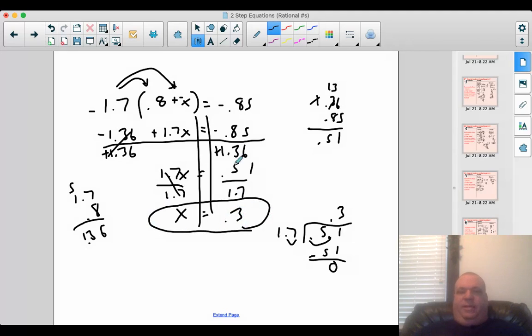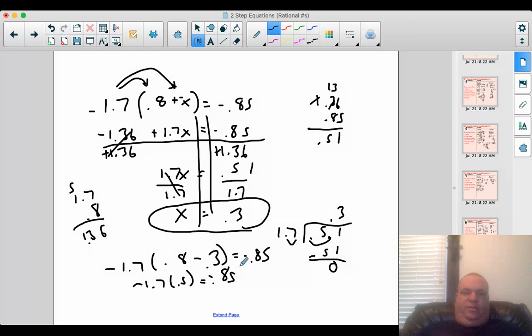Right, and again, to check it, I'd want to plug it in. So here's the original equation, negative 1.7 times 0.8 minus x, I'm replacing that x with 0.3, equals negative 0.85. Okay, so using my order of operations, 0.8 minus 0.3 is 0.5. So when I multiply this by 0.5, I should get this, which I do. I'll let you verify that one on your own if you'd like. All right, that's it. Good luck.